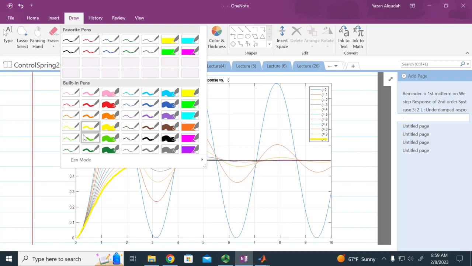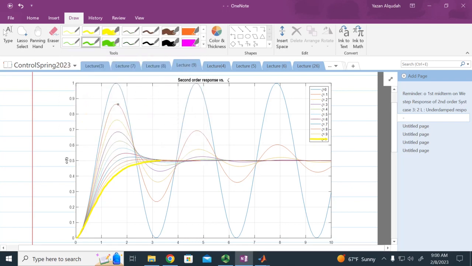What color should we use? So this one corresponds to zeta equal to 0.1. This is zeta equal to 1. Sounds good? So what do we notice?